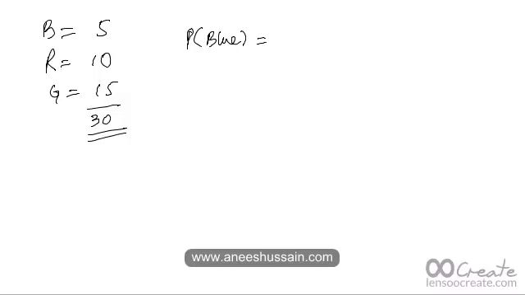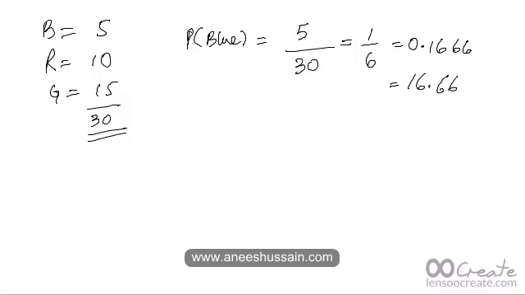So this is simple. The total number of outcomes is 30. There are 30 possible marbles that you can draw. Out of those 30, only 5 are blue. So therefore, the favorable outcomes are 5. So the probability of a blue marble can be written as 5 upon 30, or you can simplify it. It will become equal to 1 upon 6, or a decimal value of 0.1666, or you may also write it as 16.66%. So the probability of drawing a blue marble from this bag at random is 1 out of 6.